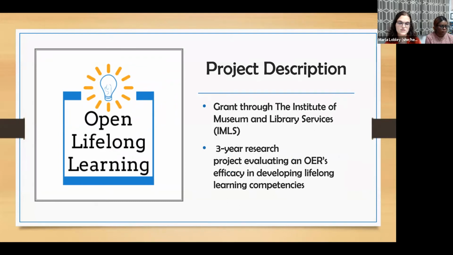And then a description of our project. We were funded in September of 2020 through the Institute of Museum and Library Services to complete a 3-year research project to develop a toolkit on how OER can affect students' development of lifelong learning competencies. And we will be discussing today the rationale behind the project and what we have found so far.